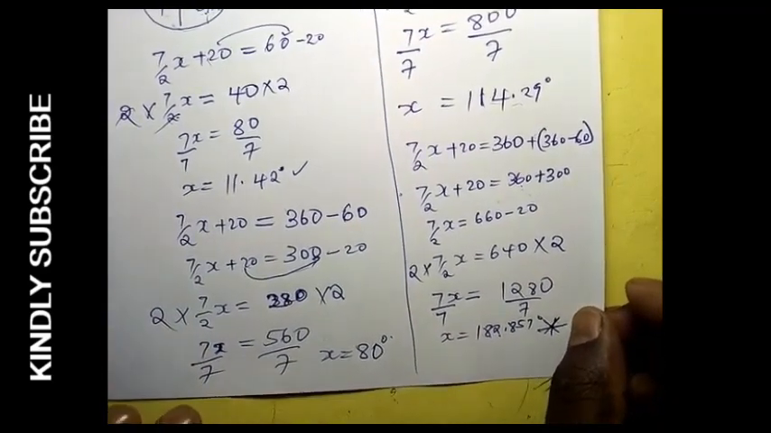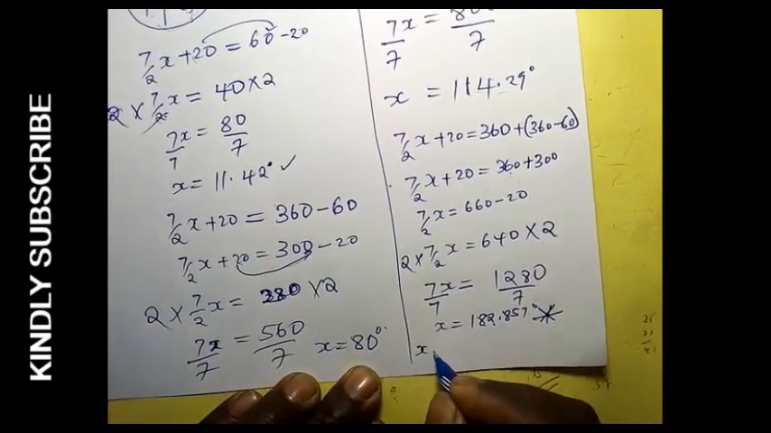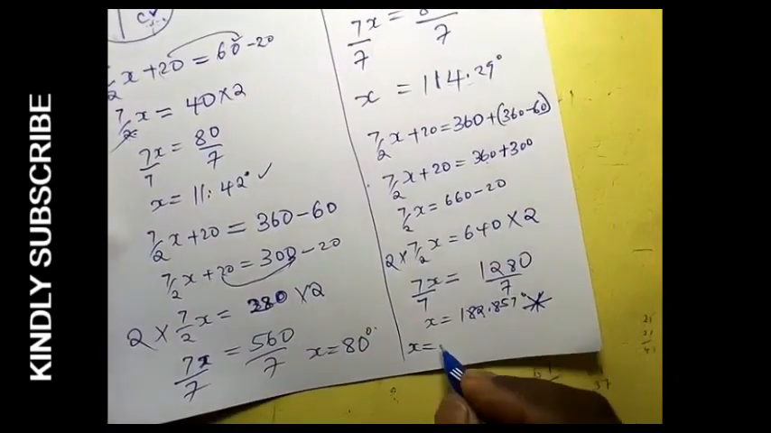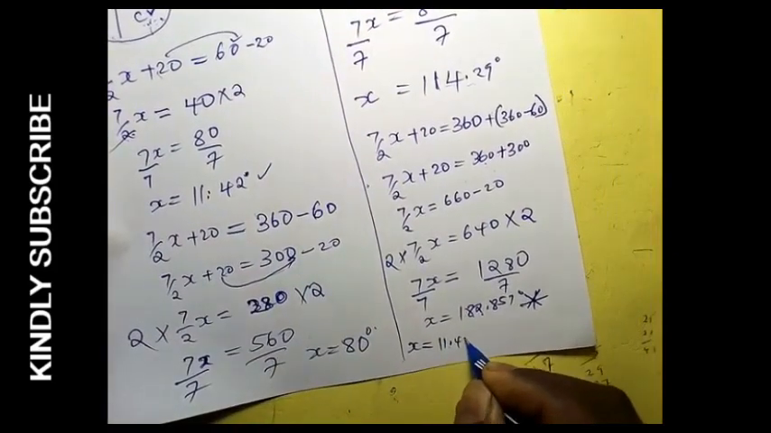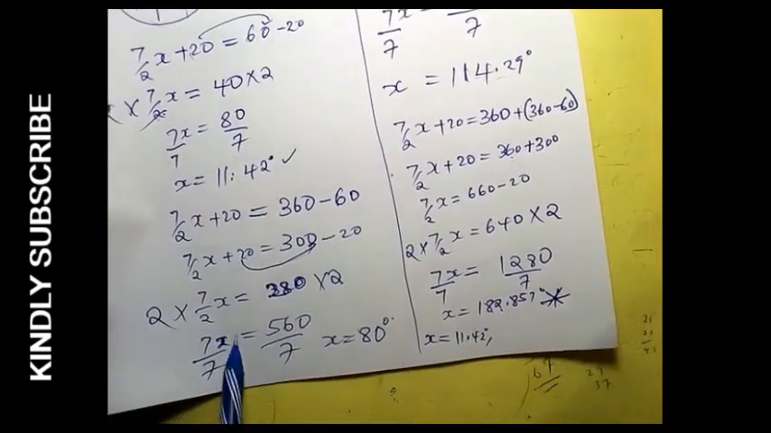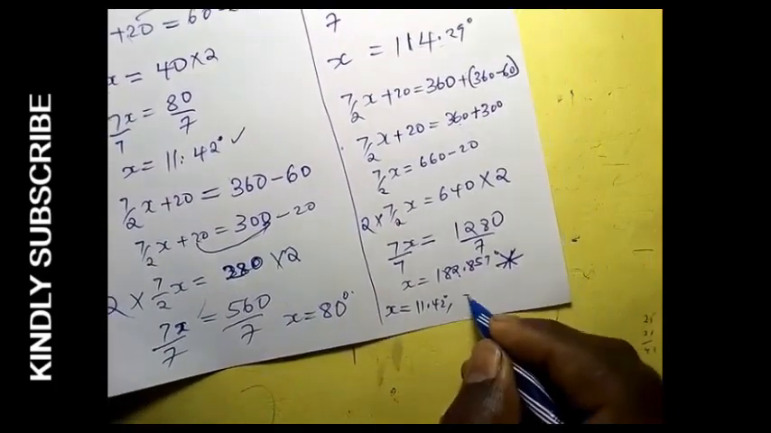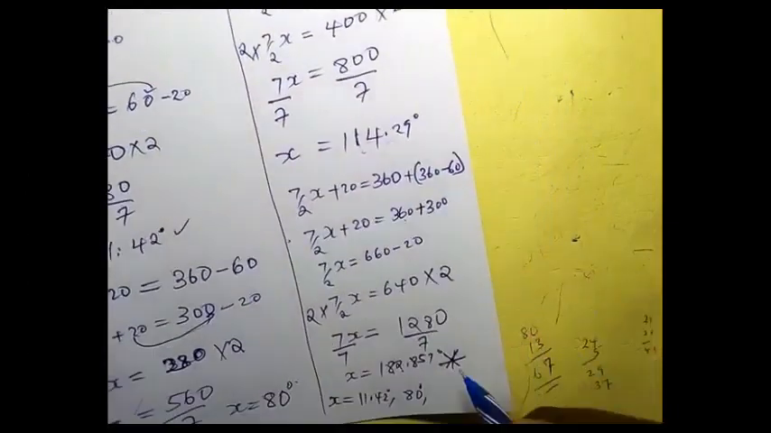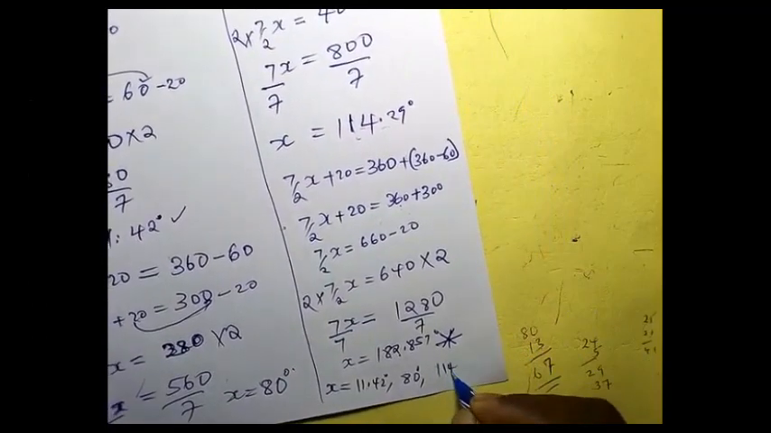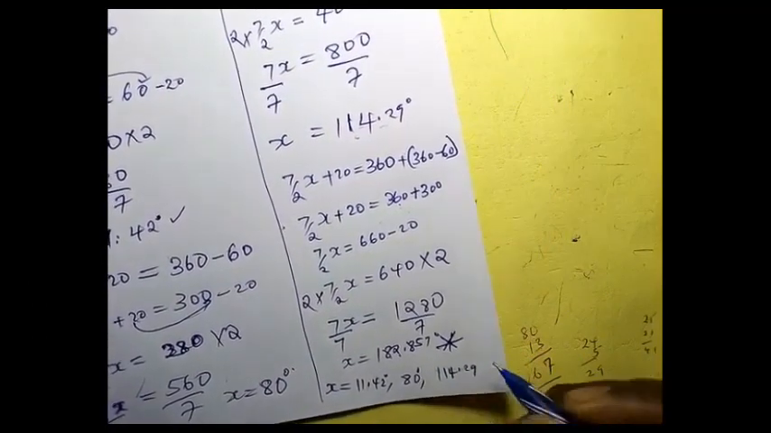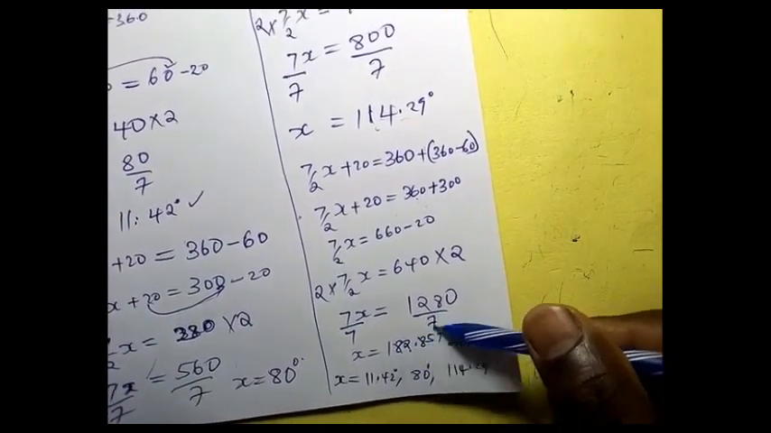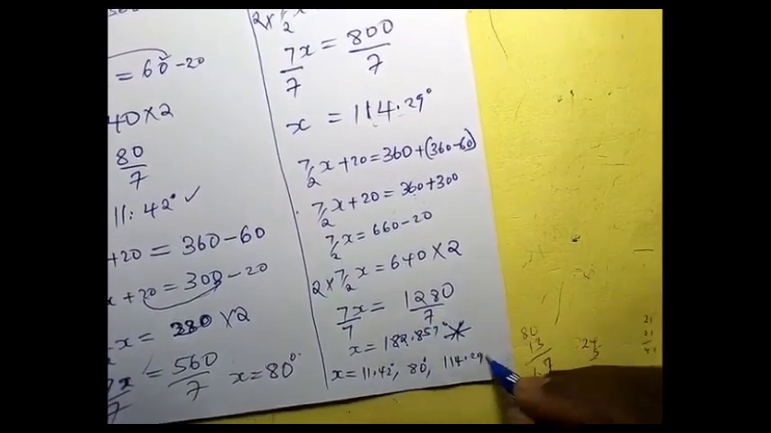So the values of x are: the first value was 11.42 degrees, the second one was 80 degrees, and the third one was 114.29 degrees. The last one is not included because it is over 180. So these are our values.